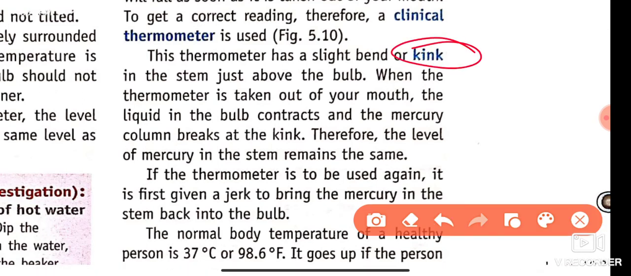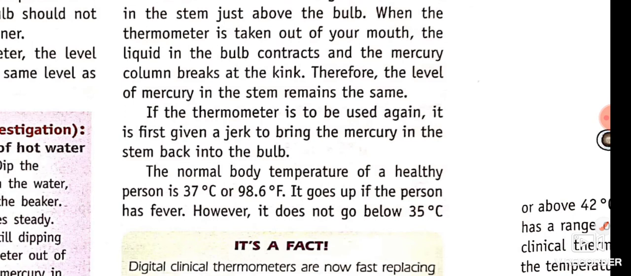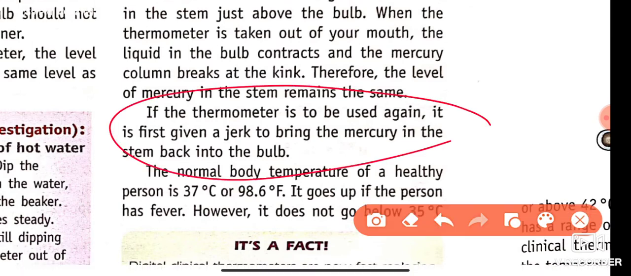A slight bend or kink is present just above the bulb. When the thermometer is taken out from your mouth, the liquid in the bulb contracts and the mercury column breaks at the kink. Therefore, the mercury in the stem remains at the same level. If the thermometer is to be used again, it is first given a jerk to bring the mercury back into the bulb.